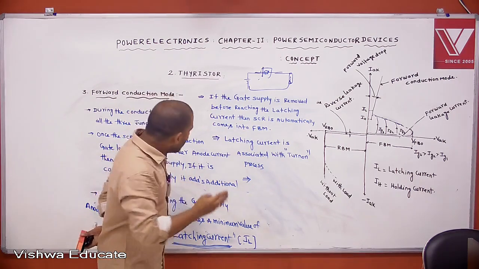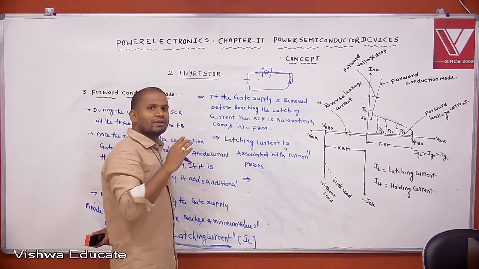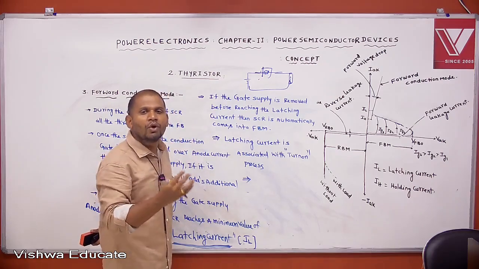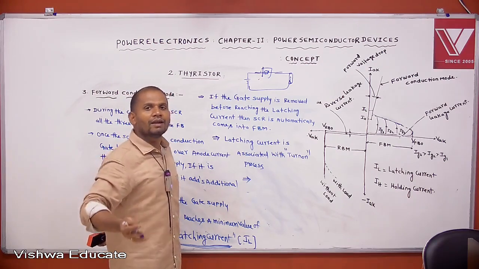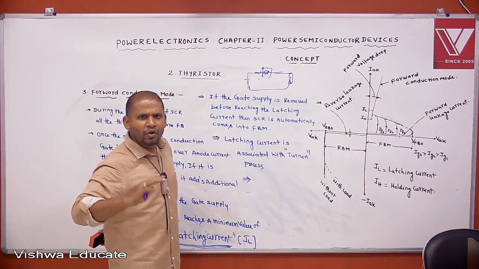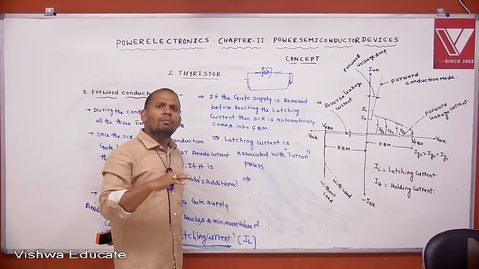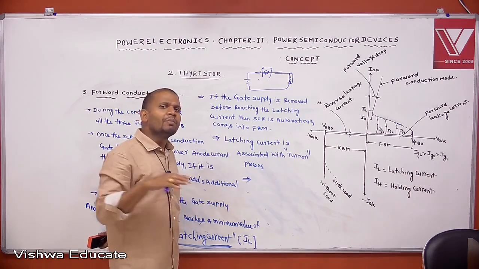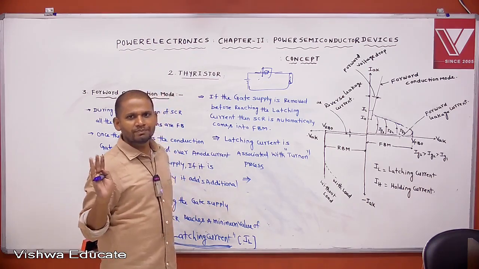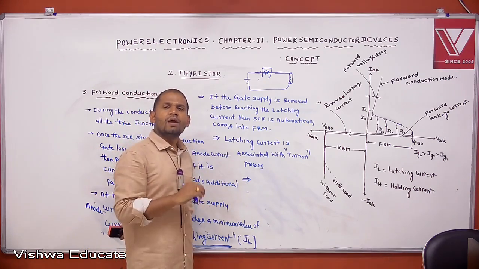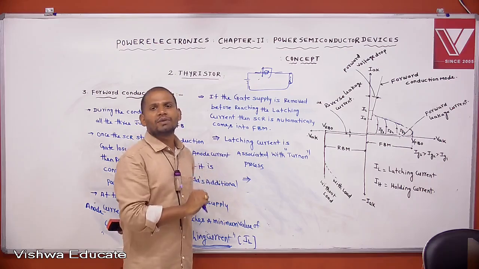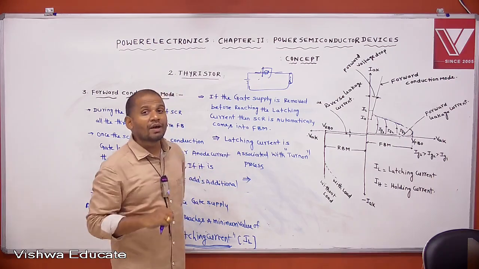Here the SCR starts the conduction. After some time you want to turn off the SCR, again turn on the SCR, again turn off the SCR. This is not a manual operation. You want to make some automatic control by writing some program using a microcontroller or microprocessor. The SCR starts the conduction. After some time, I want to turn off the SCR. Then how can you turn off the SCR?